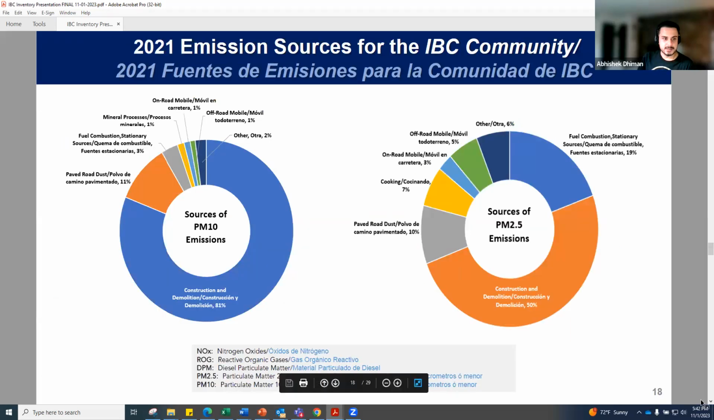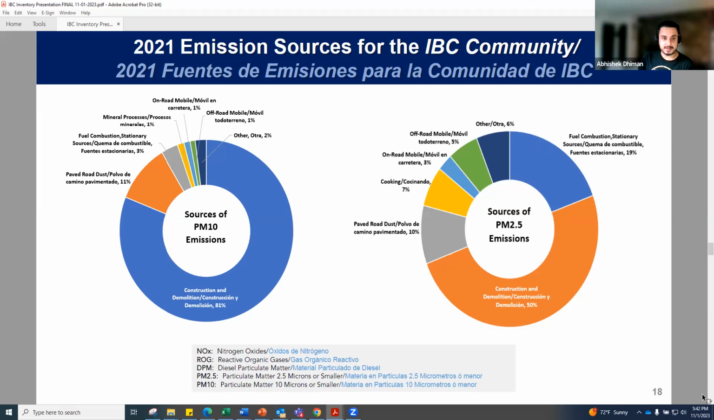Last slide, here we are showing charts for PM10 and PM2.5 emissions. The largest sources of directly emitted PM10 emissions in the community are construction and demolition activities and entrained paved road dust. That makes up around 92% of the total PM10 emissions happening within the community, so it's pretty significant. Construction and demolition activities also contribute half of the directly emitted PM2.5 emissions in the community.